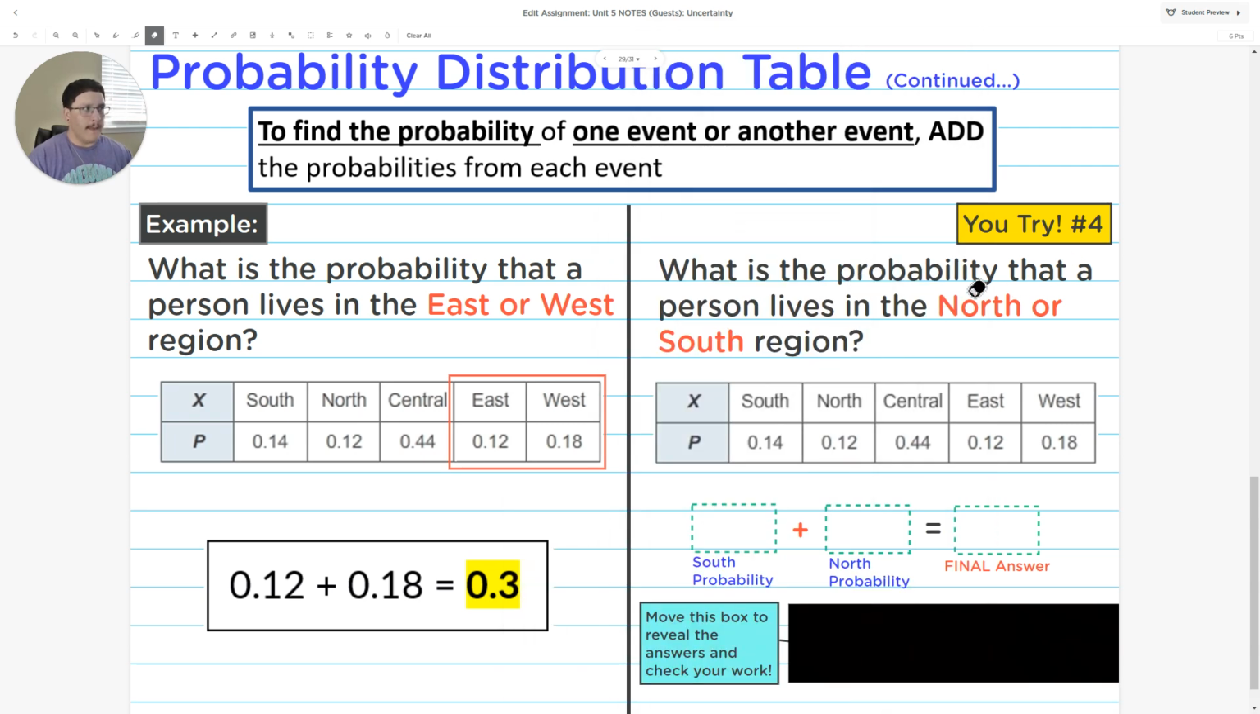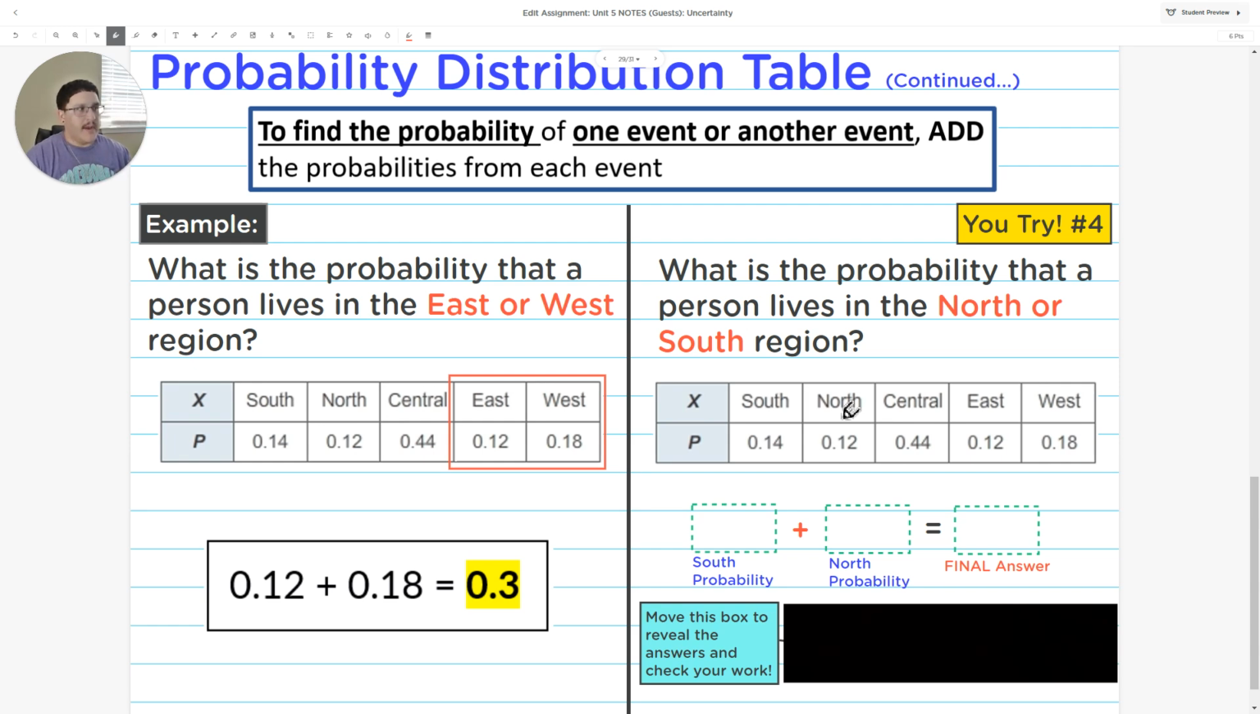You try number 4. What is the probability that a person lives in the north or south region? Go ahead, try this problem on your own. Again, add the probabilities for each event if we're trying to do one or the other, and then total them up to get your final answer. Move the box if you want to check yourself if you're doing this problem on ClassKick. Okay, so go ahead and pause the video and try this on your own. Otherwise, I'm going to show y'all how to do this.